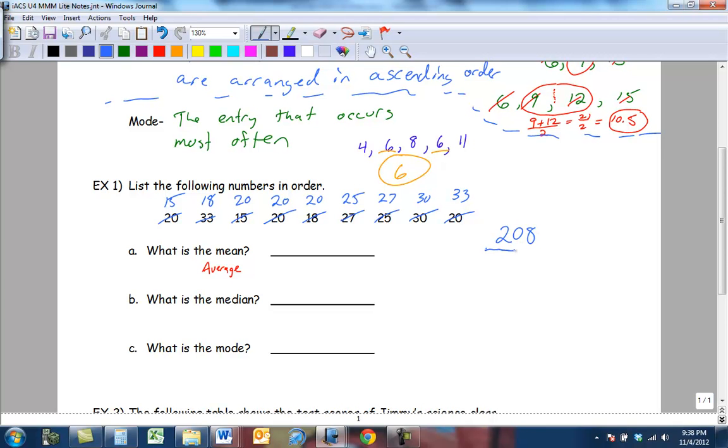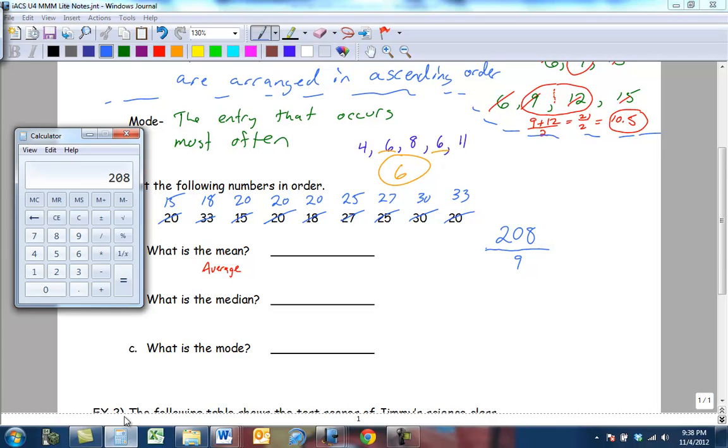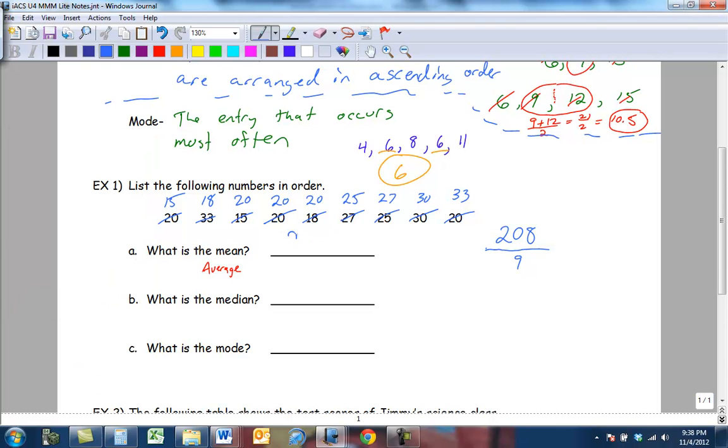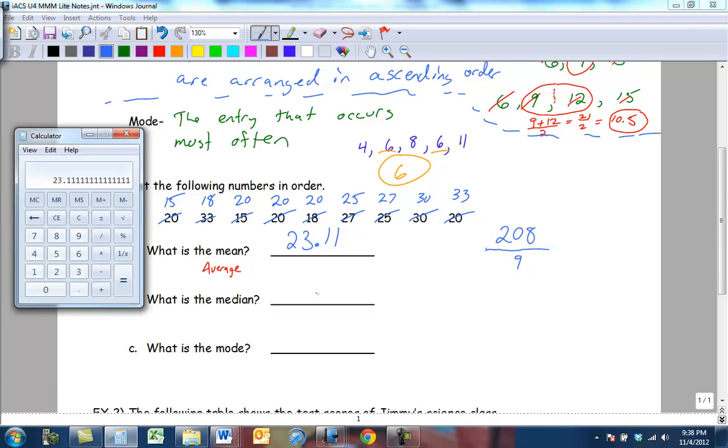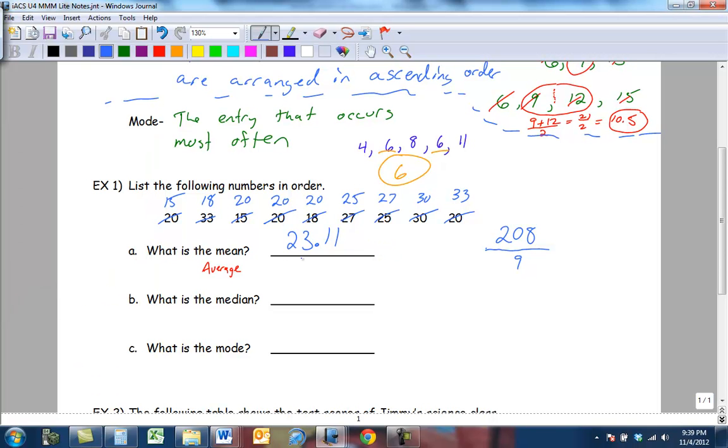208 divided by the number of entries. Now in this case, we have 9 entries here, so 208 divided by 9. Our average here is 23.11. All right, that decimal, we just round it. So the mean, the average is 23.11.